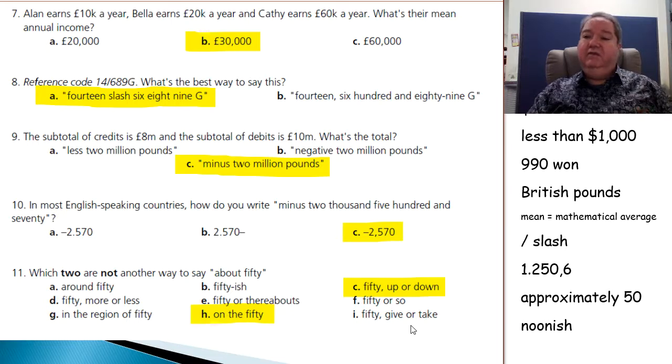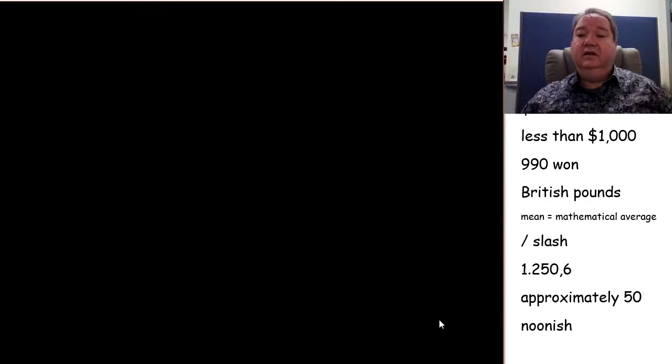And 50, give or take. Give, add a little, or take, subtract a little. It's close to 50. 50, give or take. Okay? All right. So that is all of the exercises in there.